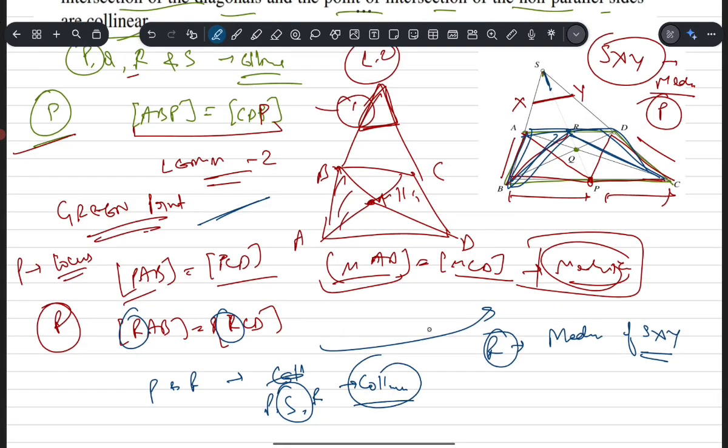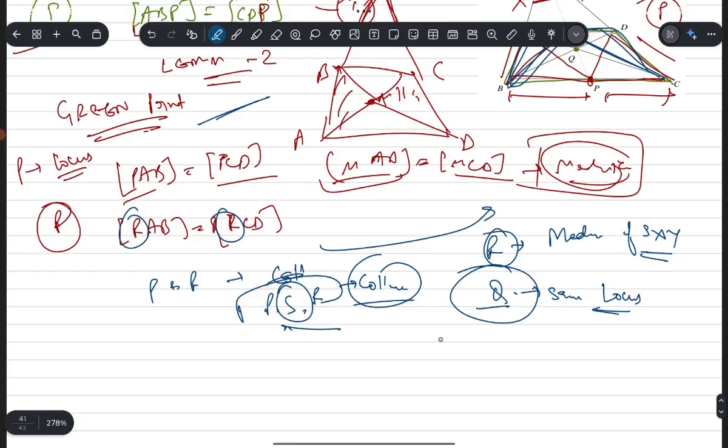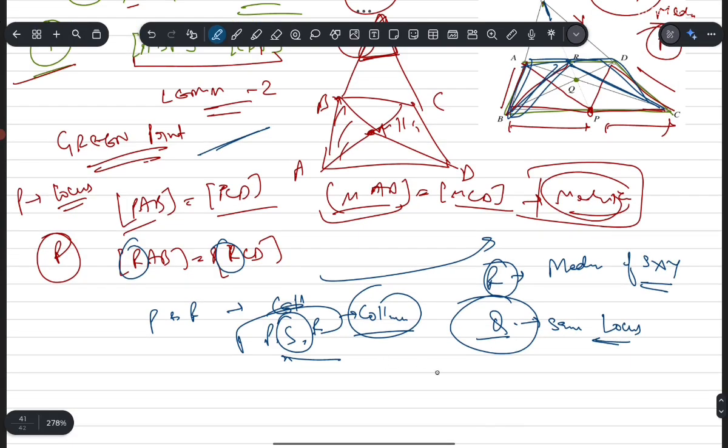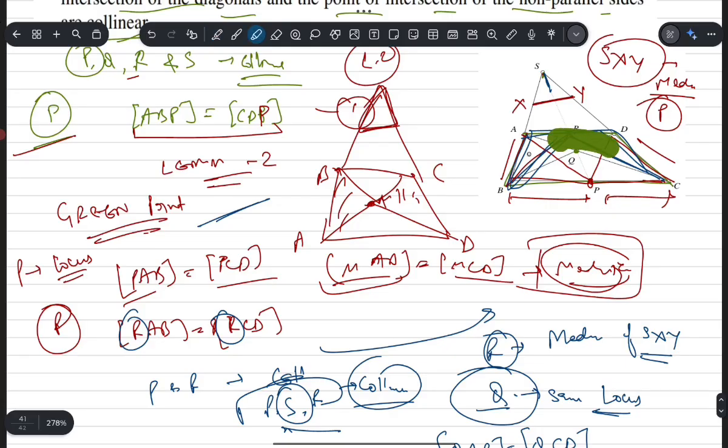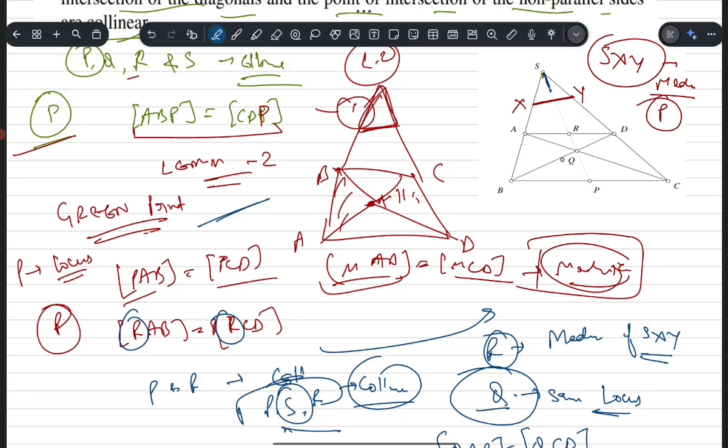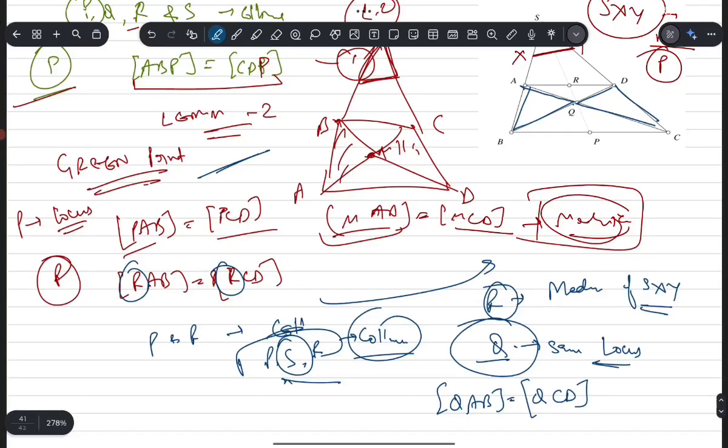Now, if I prove somehow that Q also lies on the same median, same locus, then I can say Q is also collinear with P, S, and R. What will I need to prove in order to say that Q lies on the same locus? I'll have to say that QAB equals QCD, the fixed geometrical condition. Is that correct? Okay, now let me erase this mess. So QAB equals QCD. This is what I need to prove.